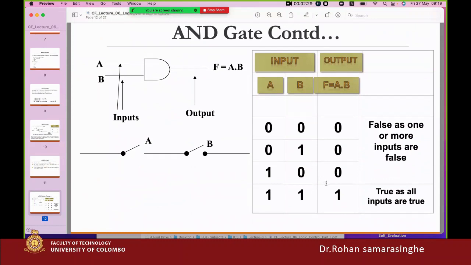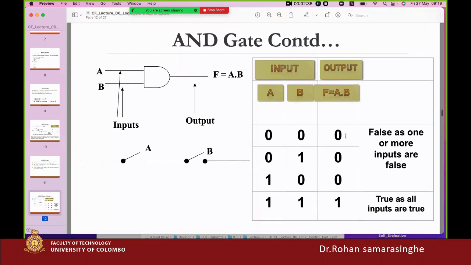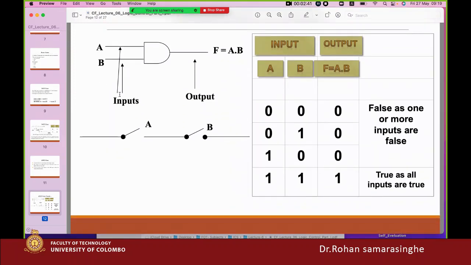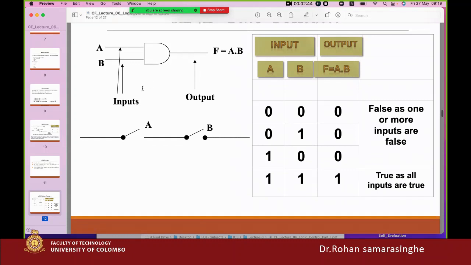Output is 1 only if A and B are true, that is 1. In other cases, you can see that it is 0. Normally we write A dot B. A into B. If one value is 0, the output is 0. If both values are 1, the output is 1. So normally we write this output as A dot B.